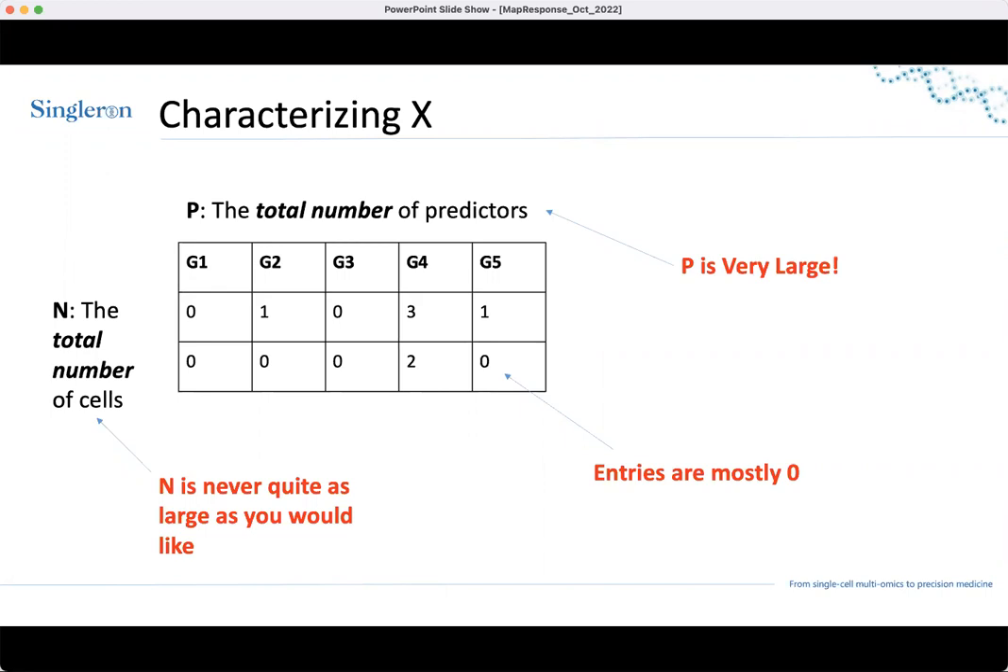Further, another issue we have is that most of these entries are actually going to be 0 in the case of single cell data. That gives the matrix a sparse structure, right? In the case of single cell data, we actually do have a lot of cells in a lot of cases, but we typically don't have as many as we would like, given how large P typically is, right? So there's still a lot of challenges robustly learning from this data in a way that's principled, I think.